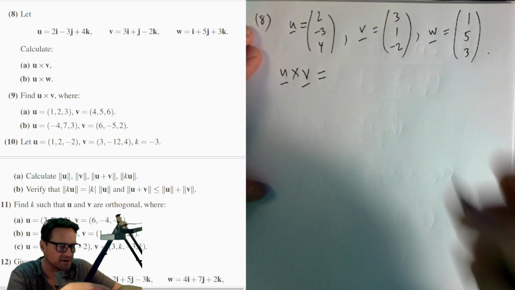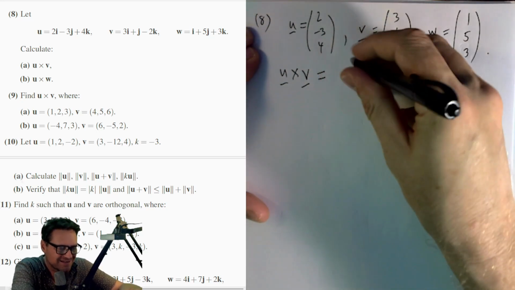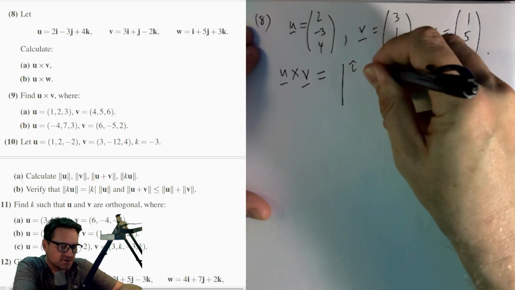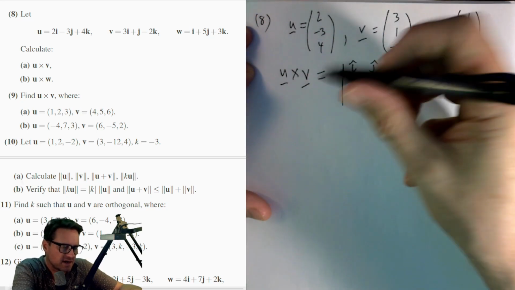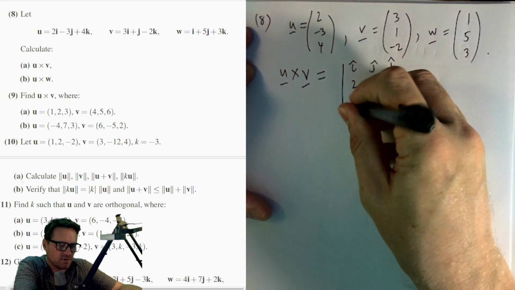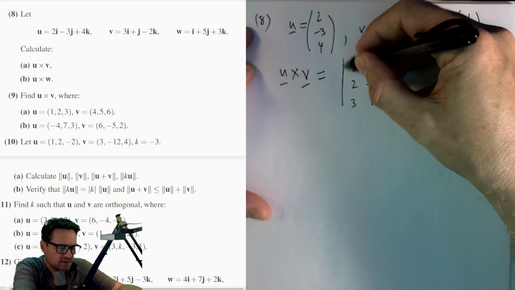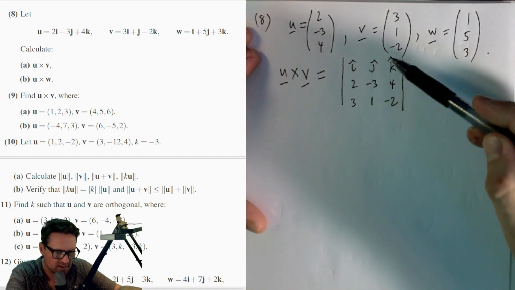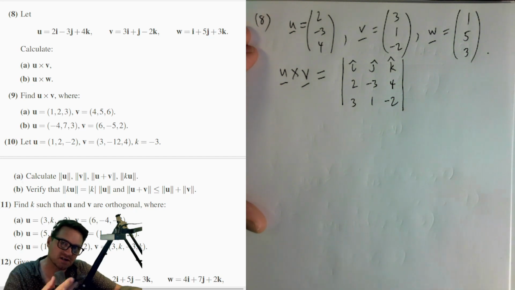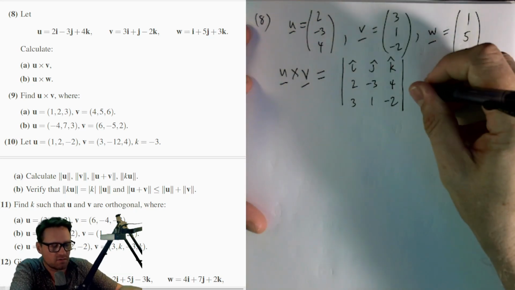So the conventional way to do this is to express this as a determinant. We put i, j, k in the top row. We put u in the second row, v in the third row, and then we calculate this determinant. It's not a real determinant because we have vectors in the top row, and so this is just an aid to memory of the calculation of the cross product.